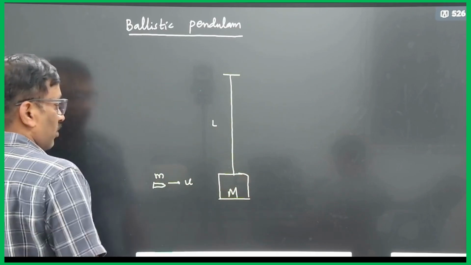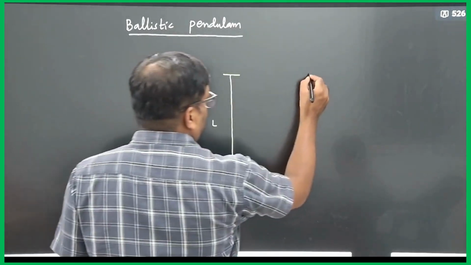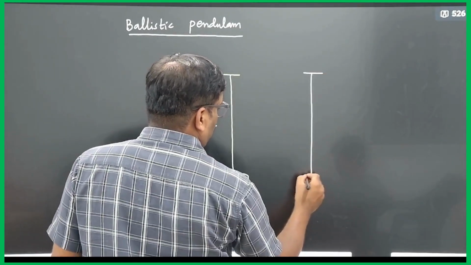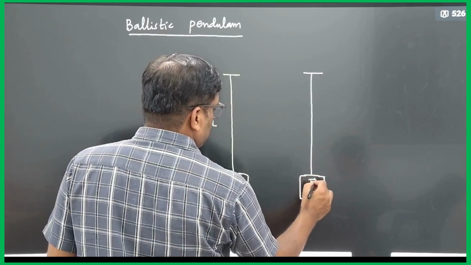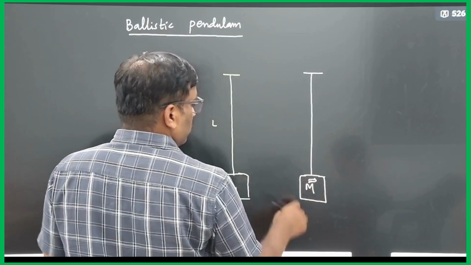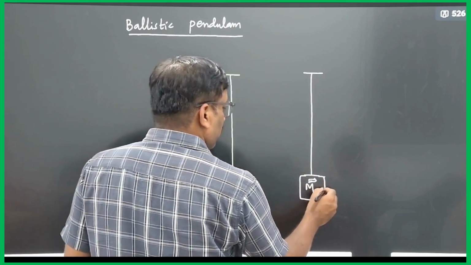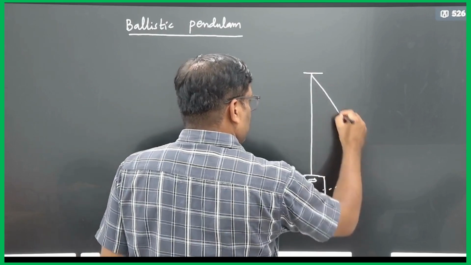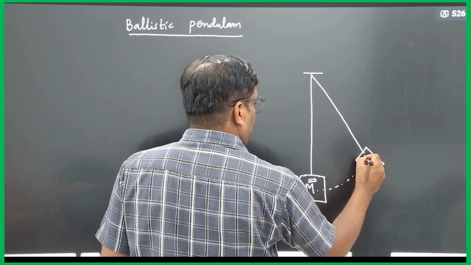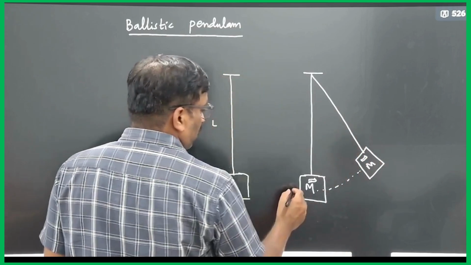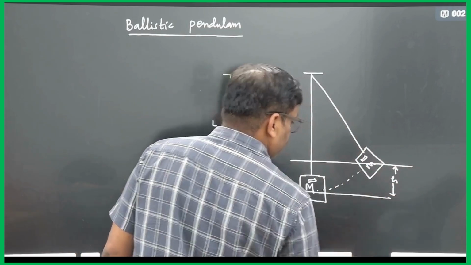So then what will happen now? Once the bullet is embedded in the block, after collision, what will happen? Here it is M, the block, and this is the bullet, both together as one. Initially there is momentum for the bullet. After this, both will move, the bullet and the block, and they will rise to a certain height.